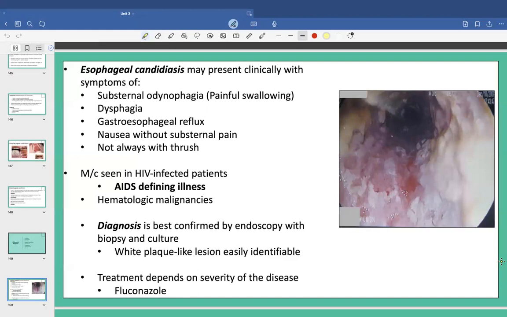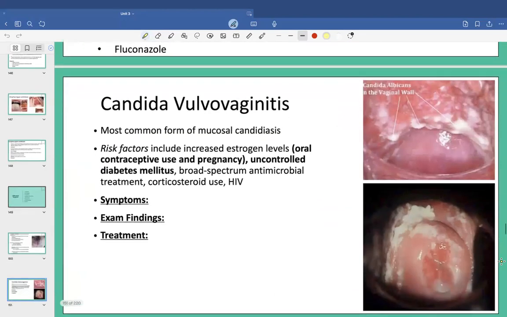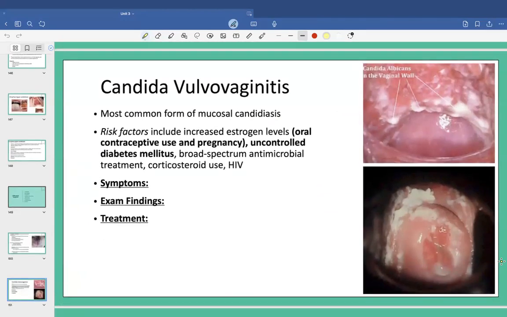So this is more of a review because I know you've already done some vulvovaginal candidiasis. But this is the most common form of mucosal candidiasis. Risk factors include increased estrogen levels, so patients on birth control or those that are pregnant, uncontrolled diabetes, patients on broad spectrum antimicrobial treatment, patients using steroids, and HIV.